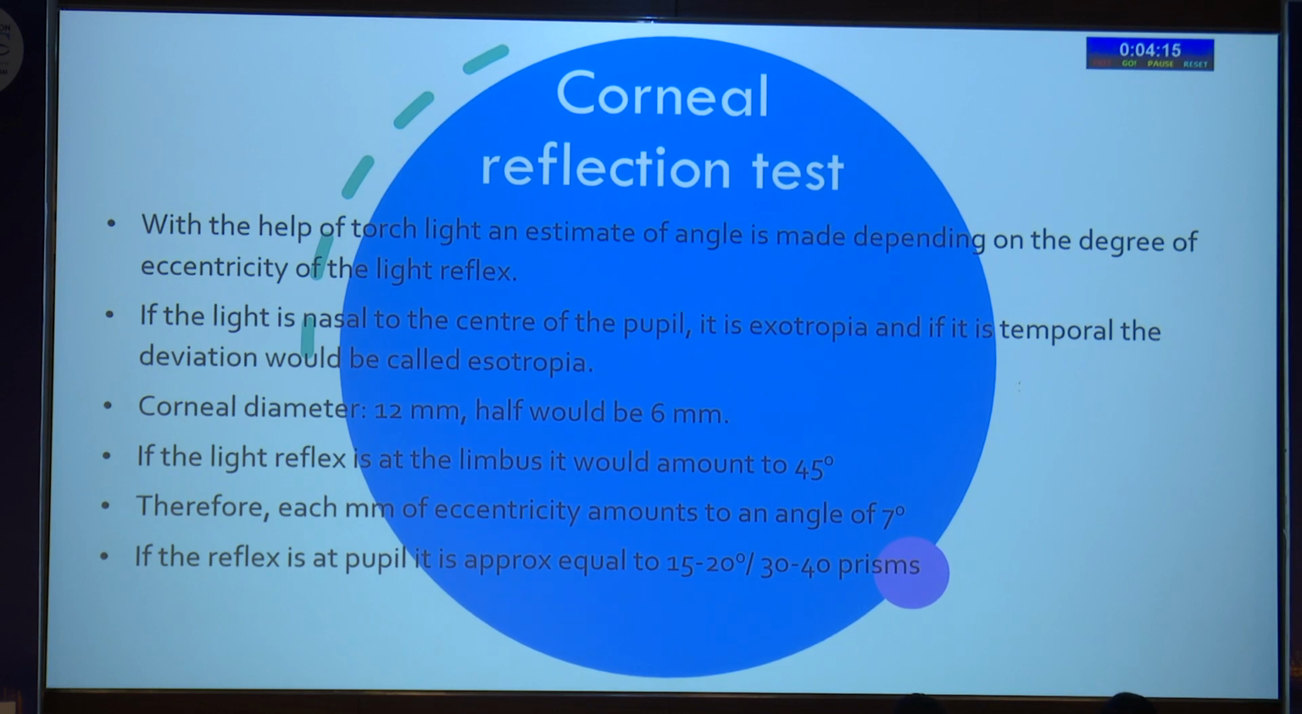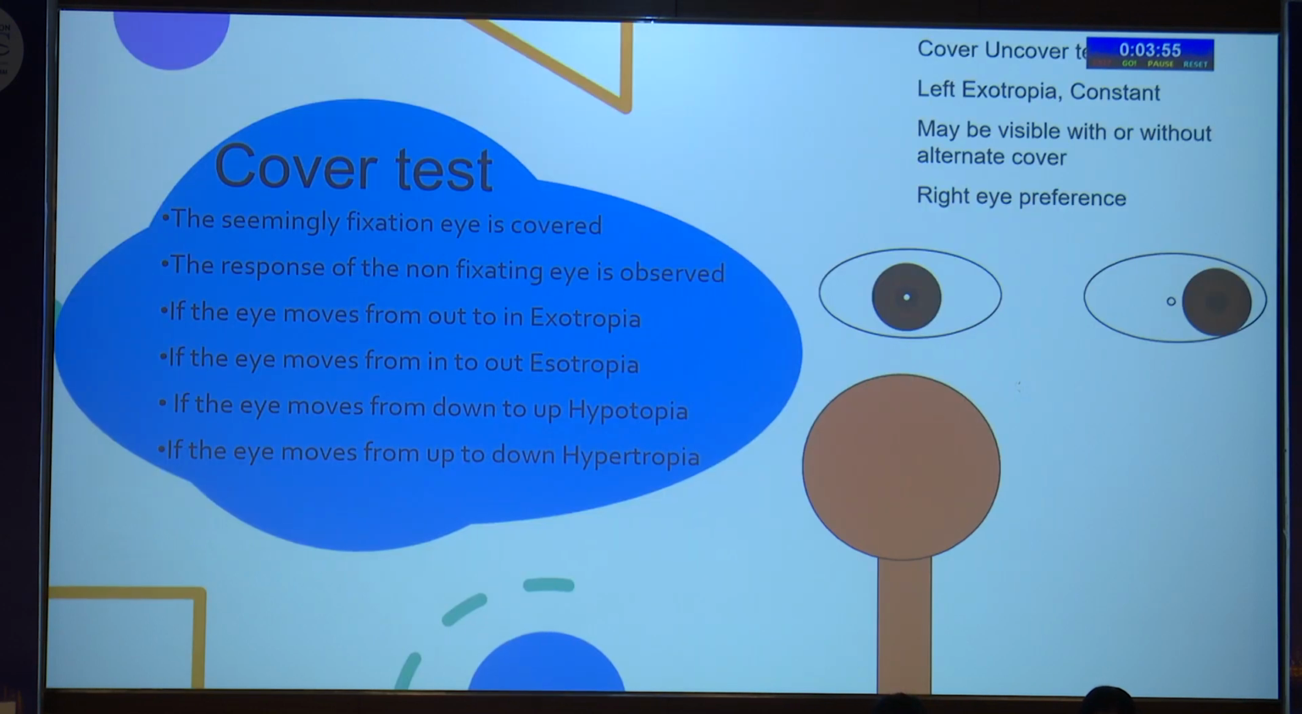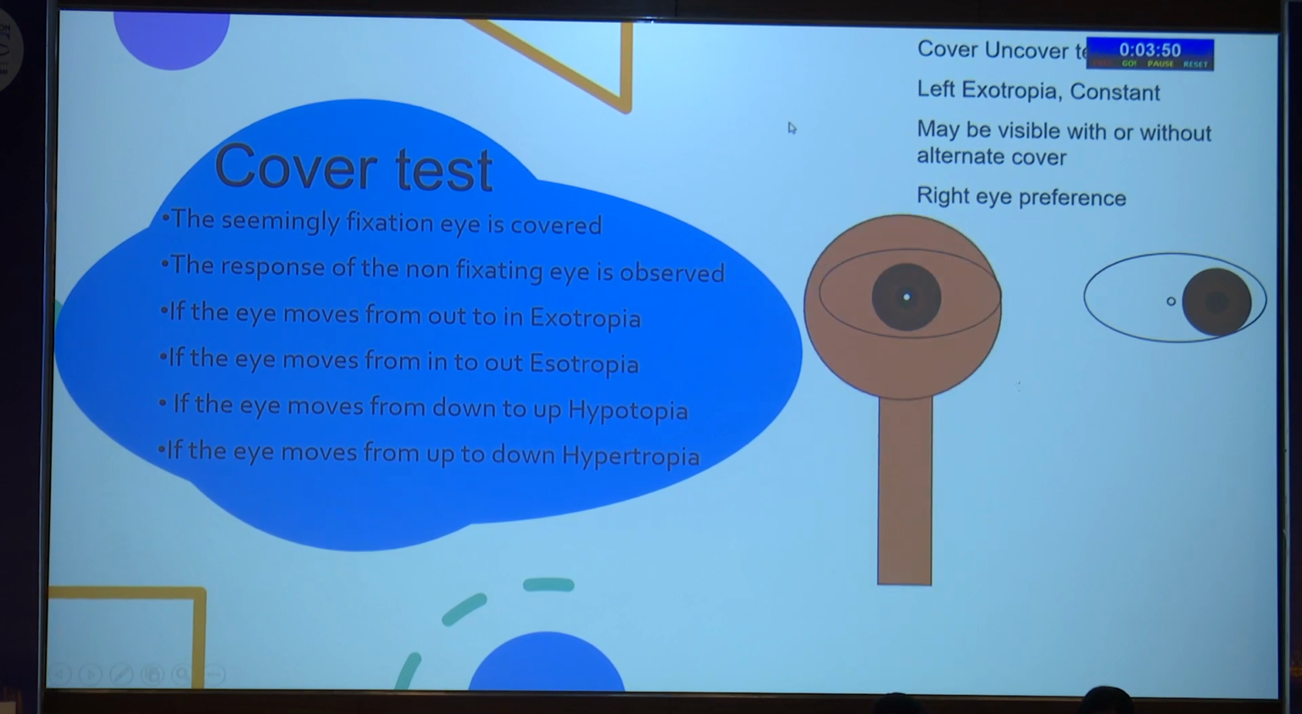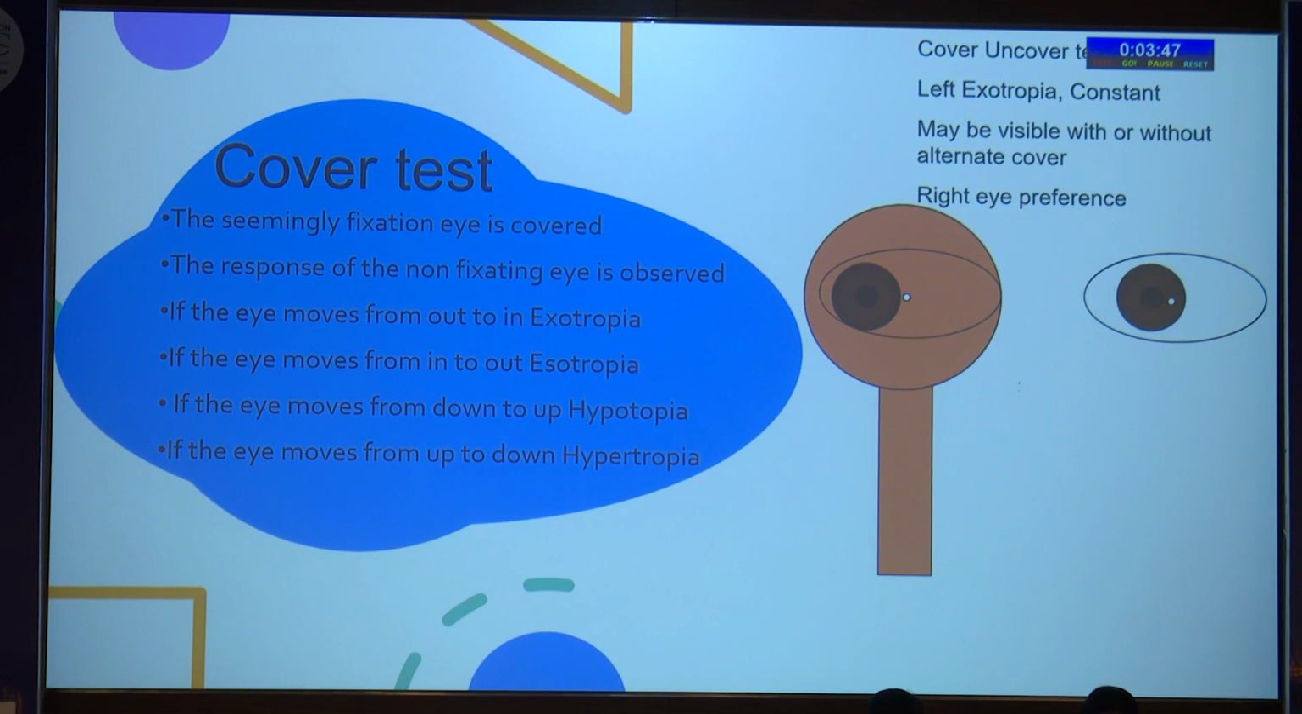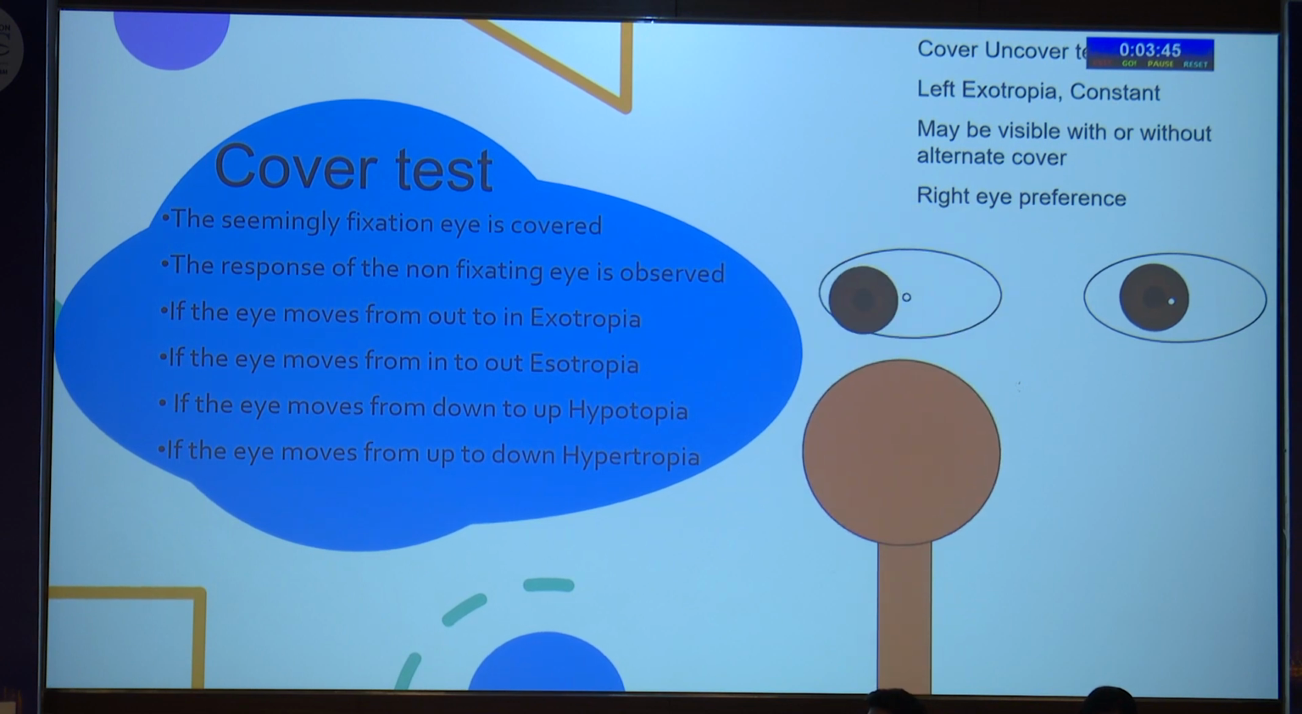Corneal reflection test is a simple test. It is meant only to get a gross idea of what is going on, because it is full of errors, like you may end up diagnosing a pseudo-eso or pseudo-exo. You may have a high angle kappa or a low angle kappa. But basically you have a gross idea which is the fixing eye. So that helps you go to the cover test, where basically you cover the seemingly fixating eye. It is very important to cover the fixating eye, because if you cover the non-fixing eye, it doesn't give you any information. So basically you cover the seemingly fixating eye, and the response of the non-fixing eye is observed.